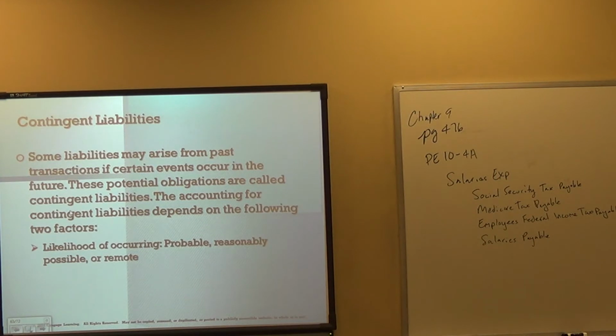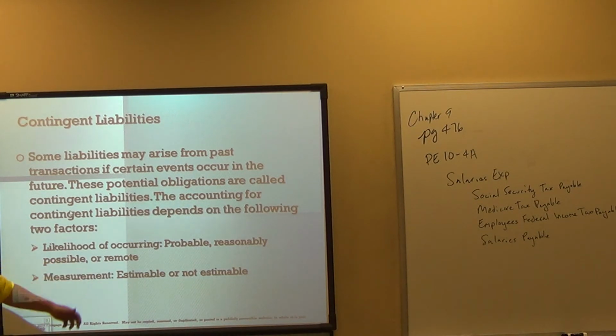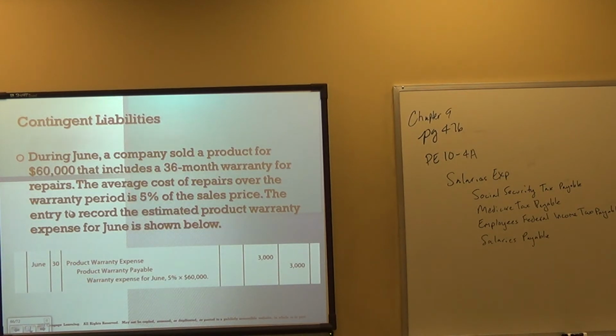So there are 2 factors to that: likelihood of it occurring, so probable, reasonably possible, or remote. So we've got to figure out how often this is going to happen. What are the chances of this happening? For computers, it's a little higher than just maybe reasonably possible. Not really remote, because if we're selling millions of computers, there's good chances that some of those are going to come back. And measurement: estimable or not estimable, is how much of it we can estimate there.